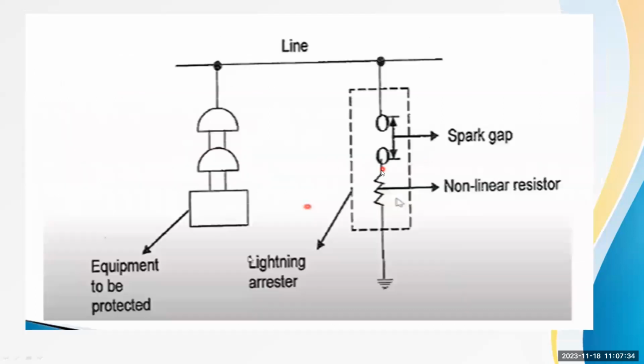Understood? During normal operating condition, the resistance is high, and it is like an open switch, not conducting. Under lightning or switching condition, a spark appears between these two. Because of this, the resistance becomes less and then it discharges into the ground. So this is called a lightning arrestor.